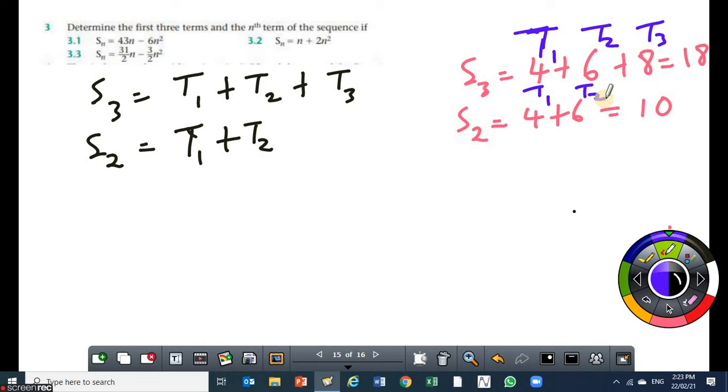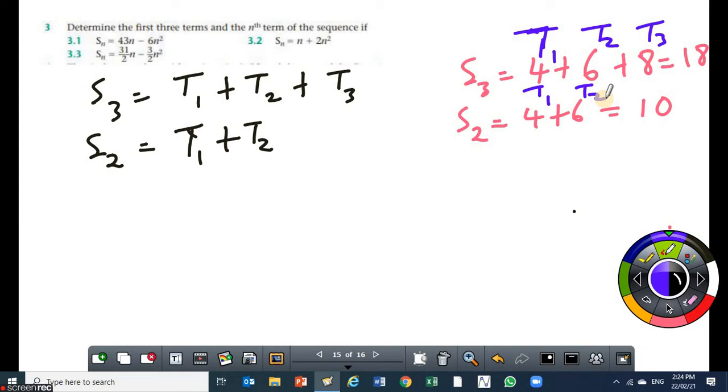Do you see that? T3 will be equal to S3 minus S2. What is S3? It's 18. What is S2? It's 10. What is 18 minus 10? Do you see that? If I want to find the value of, say, the second term, all I need is the total of S2 and the value of the first term, which is going to be S1. S1 and T1 are the same. If you are given a series with one term, what will be the sum?